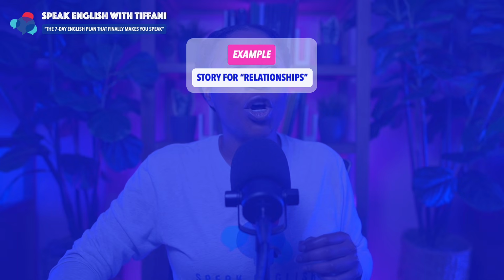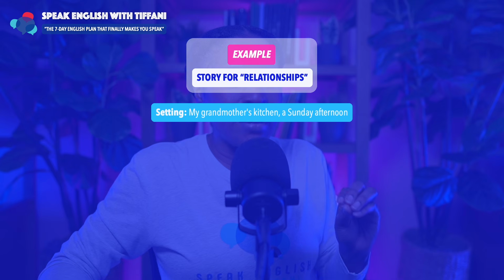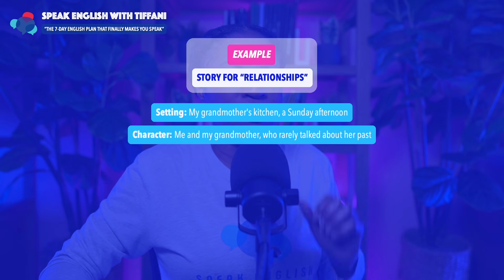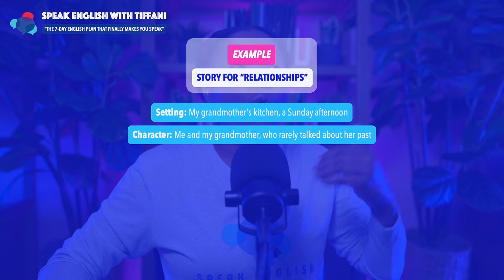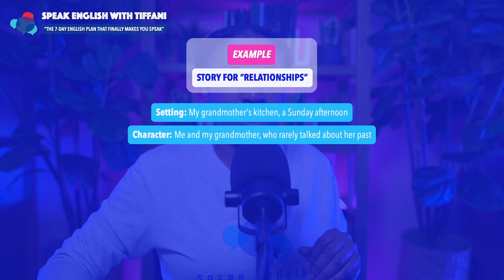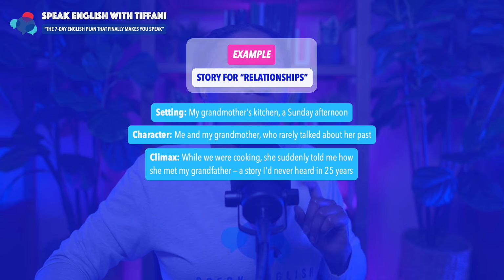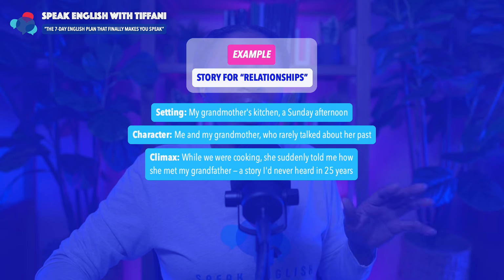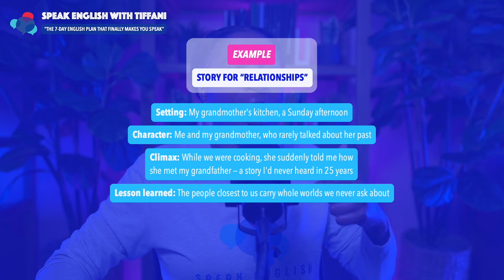All right. So the story is for relationships. All right. So here's the setting. My grandmother's kitchen on a Sunday afternoon. The characters, me and my grandmother, who rarely talked about her past. The climax, while we were cooking, she suddenly told me how she met my grandfather, a story I'd never heard in 25 years. What's the lesson learned? The people closest to us carry whole worlds we never ask about.